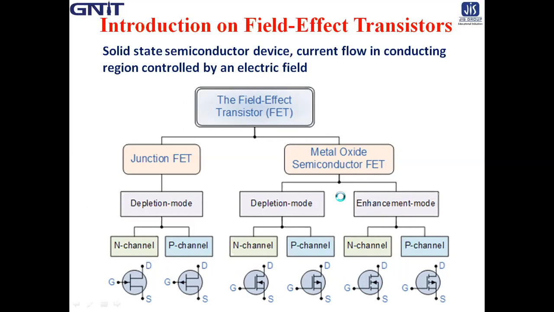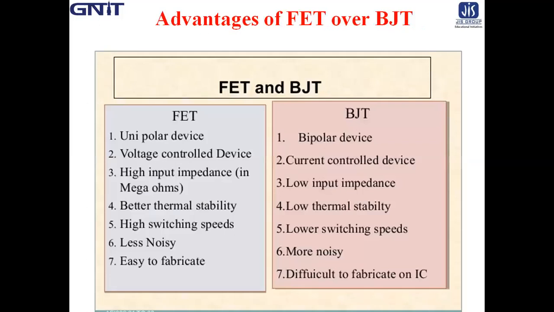So first you have to know both are transistors. In the earlier module, we completed bipolar junction transistor. Now this is a category of field effect transistor. Both belong to the category of transistor. So you have to compare FET with BJT, or rather say, what are the advantages of FET over BJT.